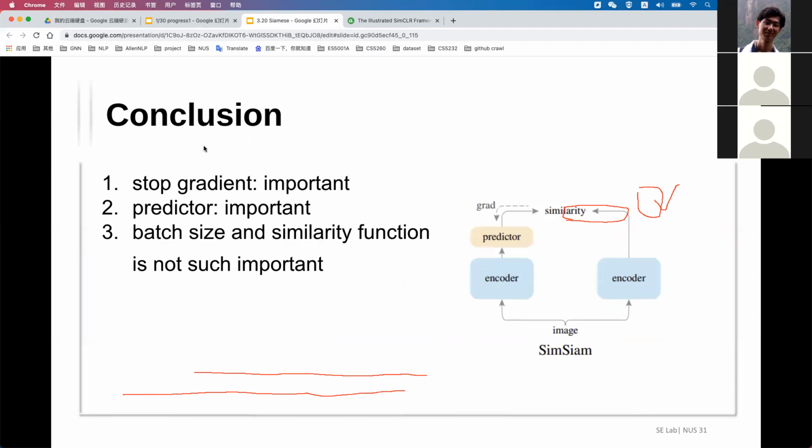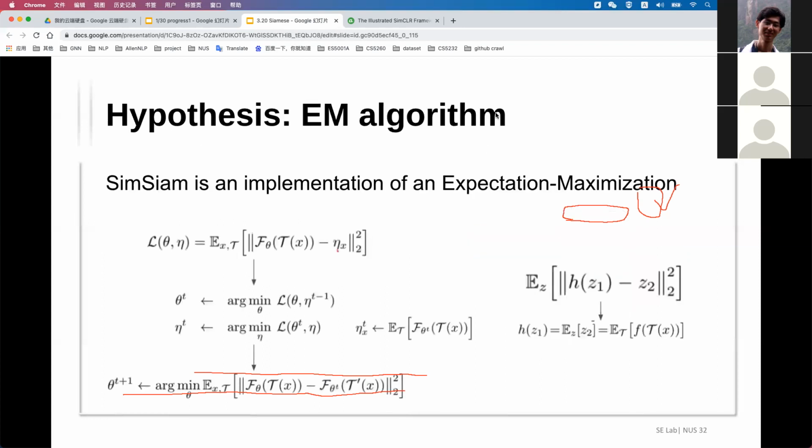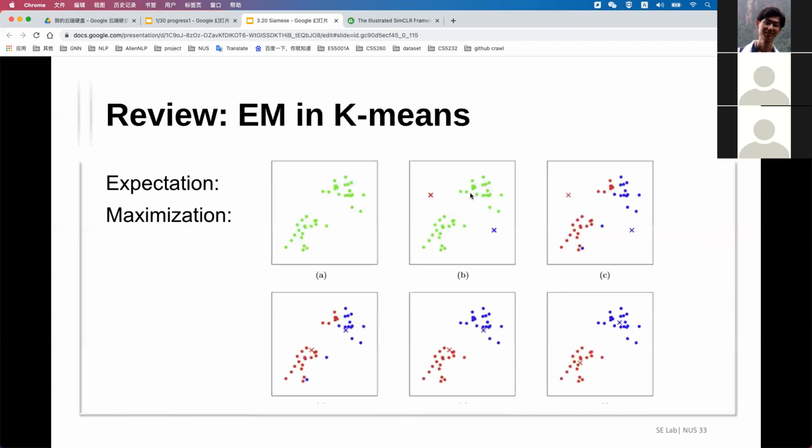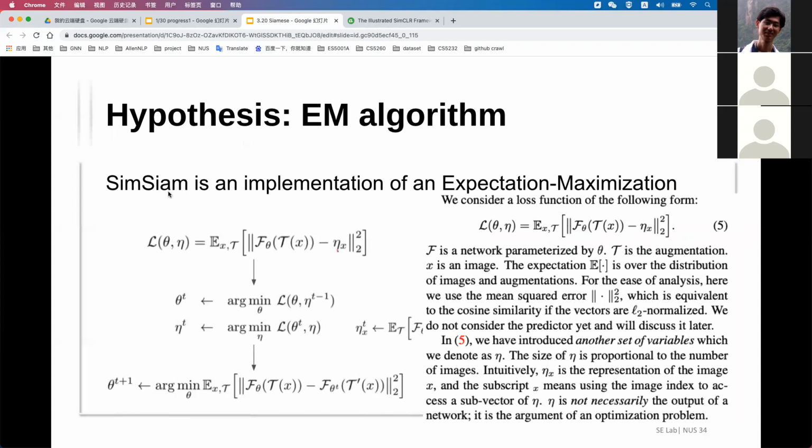So after the experiment and the comparison, it said the stop gradient and the predictor are very important, and the batch size and similarity function are not such important parts. So he put forward a hypothesis to explain these things, and he said SimSiam is actually an implementation of the expectation maximization algorithm.